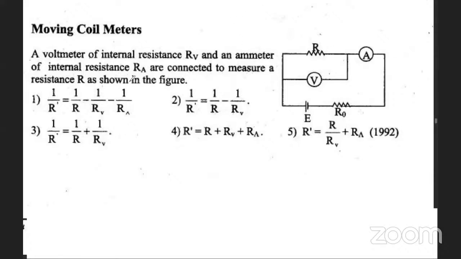In this question, this is the circuit they have given: a voltmeter of internal resistance RV and an ammeter of internal resistance RA are connected to measure a resistance R as shown in the figure. Then R dash is there in the question. It's not explained to us properly. R dash is actually the ratio between voltmeter reading and ammeter reading. That is R dash.